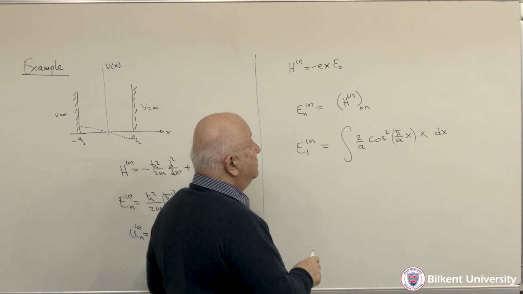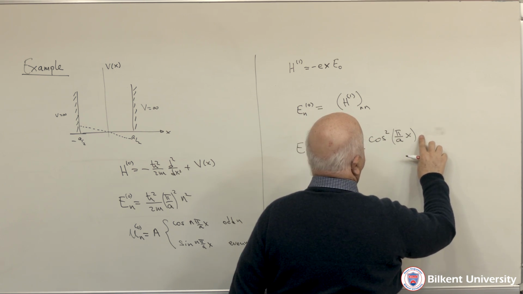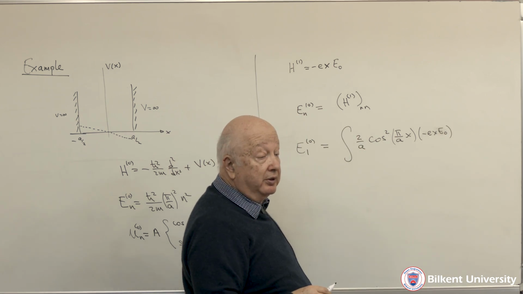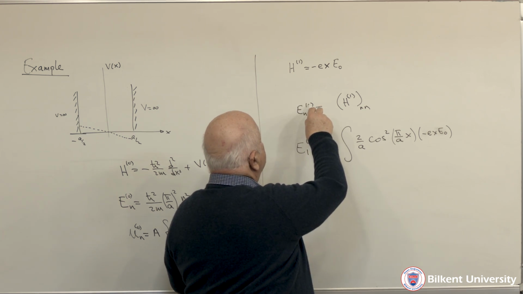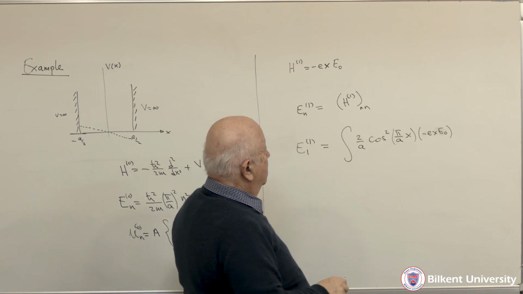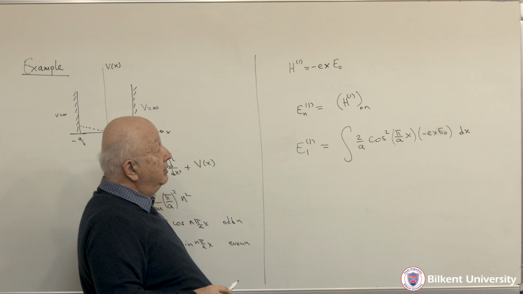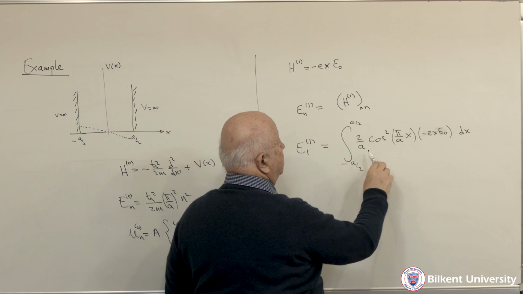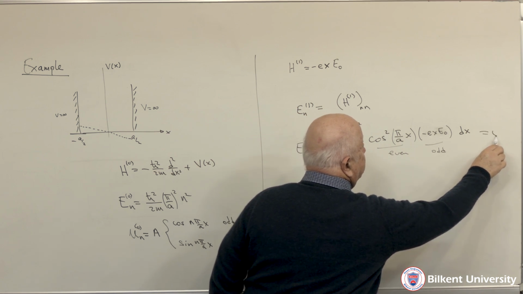Yes, I also need all that stuff, minus e E0. We wrote E_n0 equals H1, but E_n1, I'm sorry. Okay, dx. All right, but now you see this is a symmetric integral from minus a/2 to a/2. This is even, and that's odd, so I end up with 0.